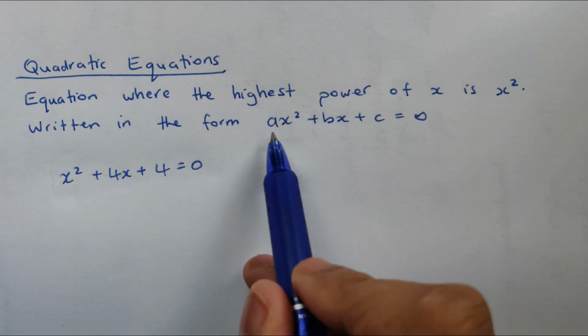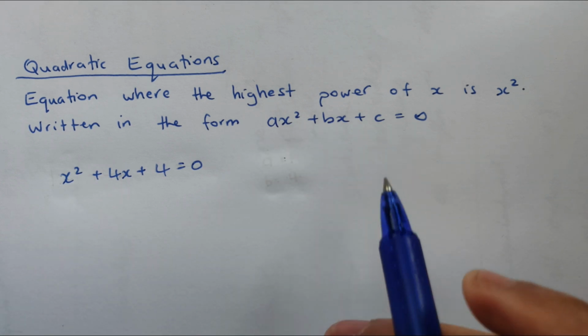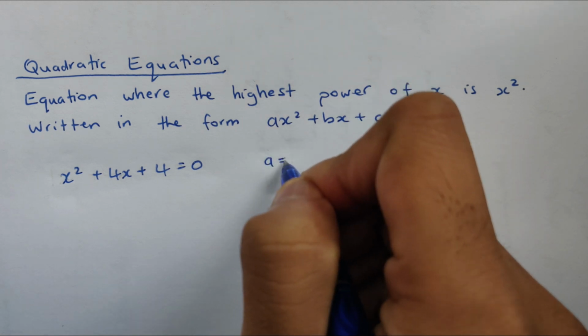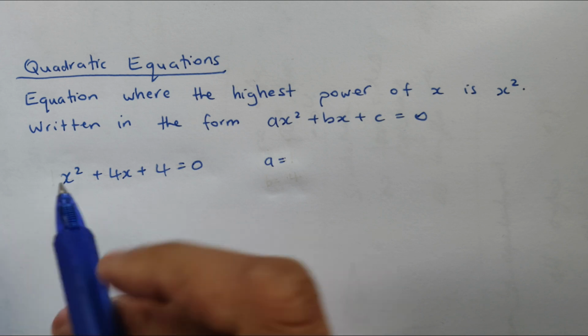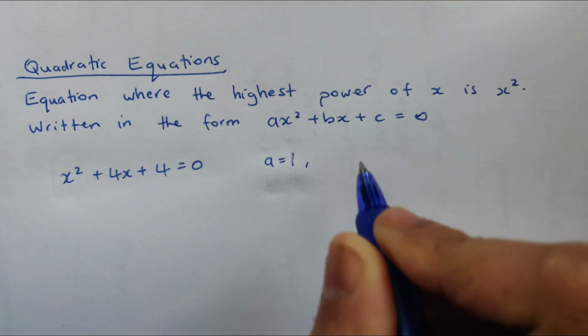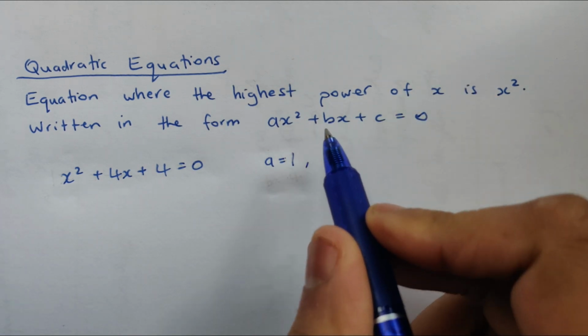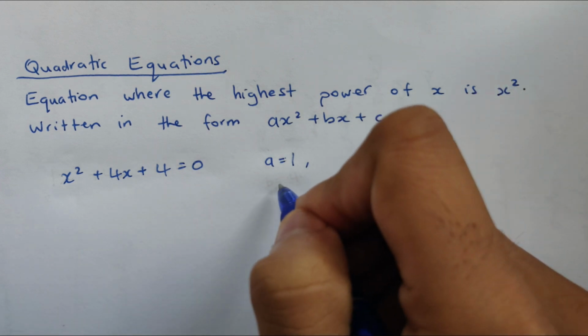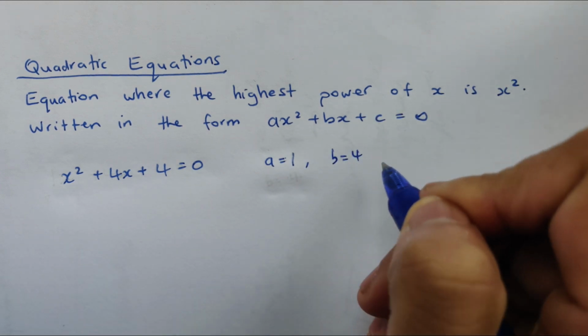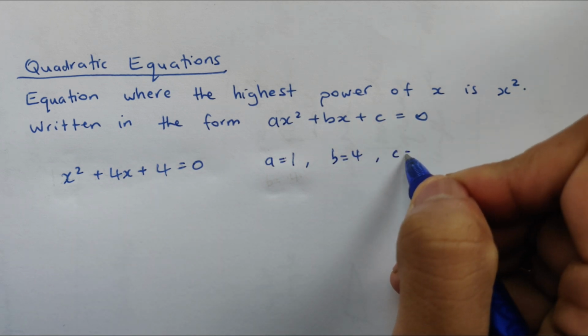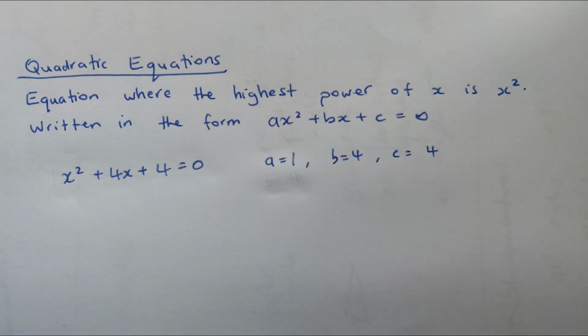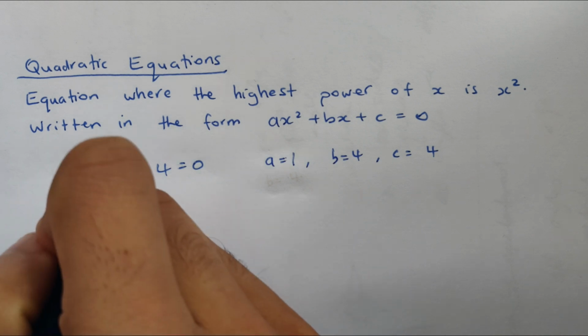So let's identify what a, b, and c equal. a equals the coefficient in front of the x squared, which is 1. b equals the coefficient in front of the x, which is 4. And c equals this constant over here, so c equals 4.